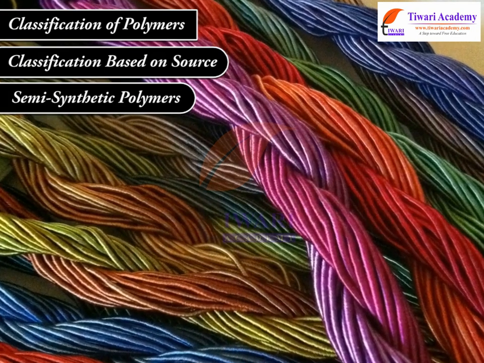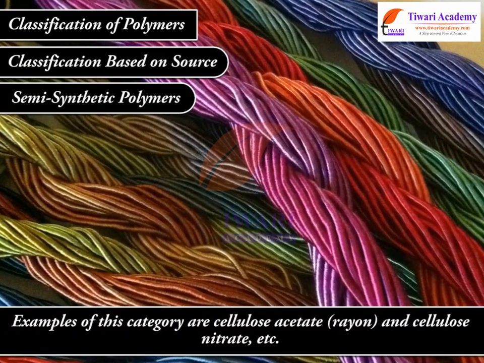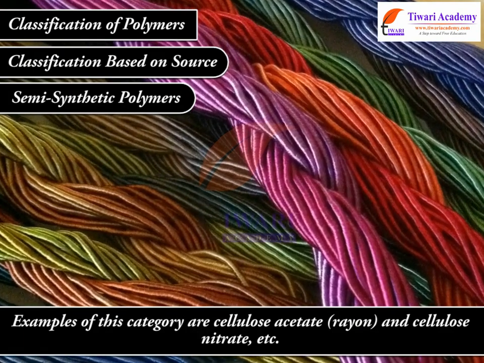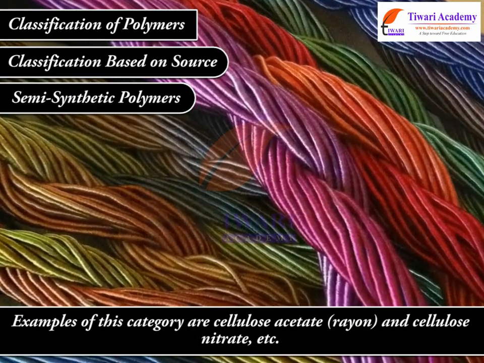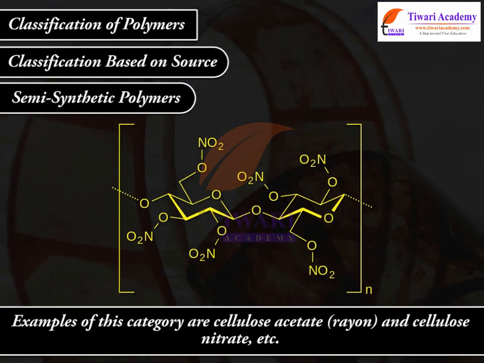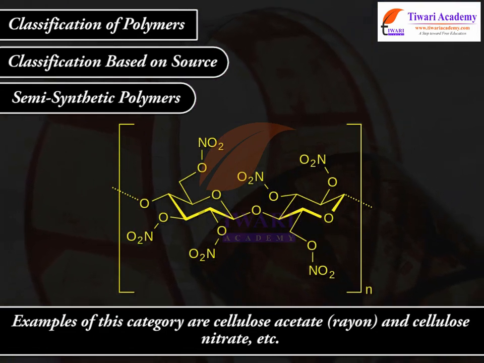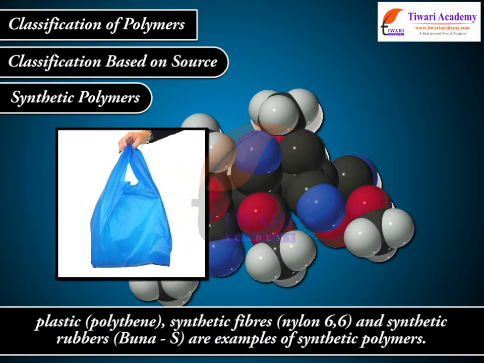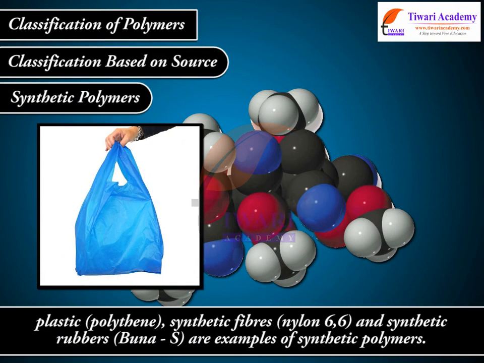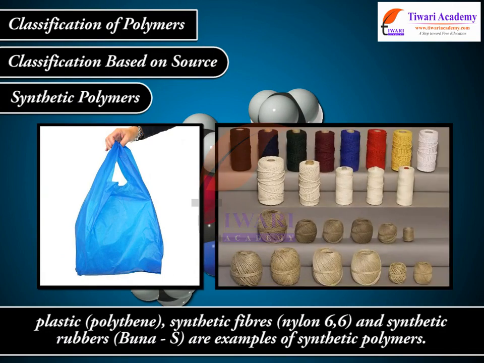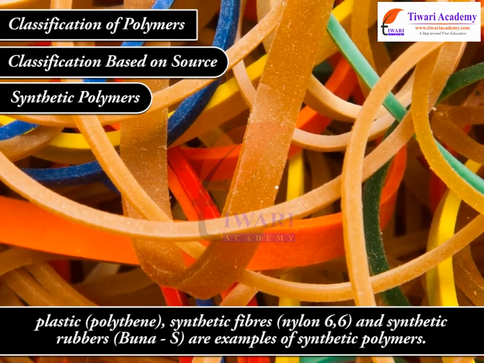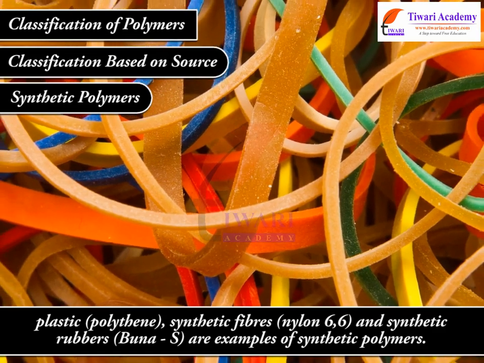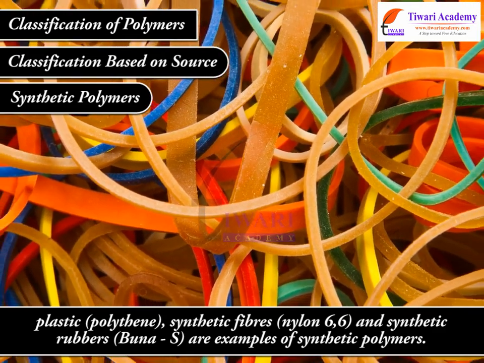Semi-synthetic polymers. Examples of this category are cellulose acetate, rayon, and cellulose nitrate, etc. Synthetic polymers. Plastic, polythene, synthetic fibers such as nylon 6, and synthetic rubbers such as Buna-S are examples of synthetic polymers.